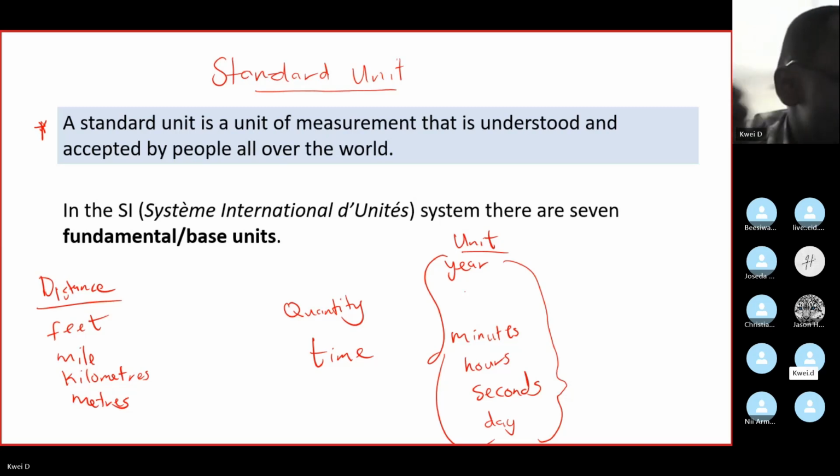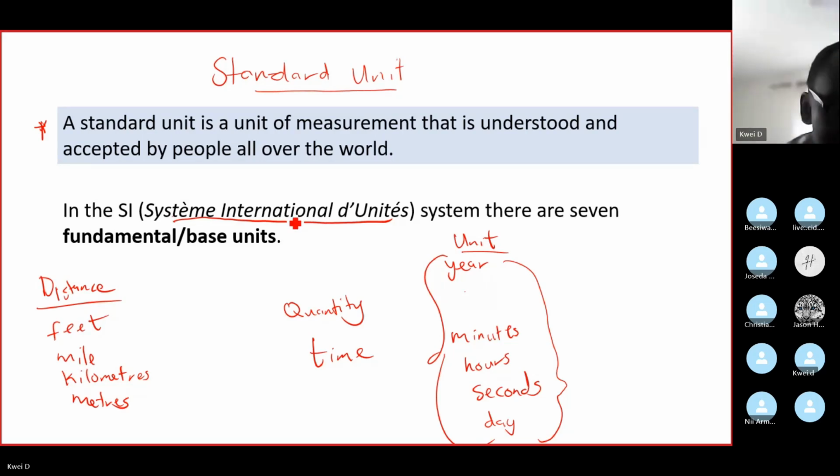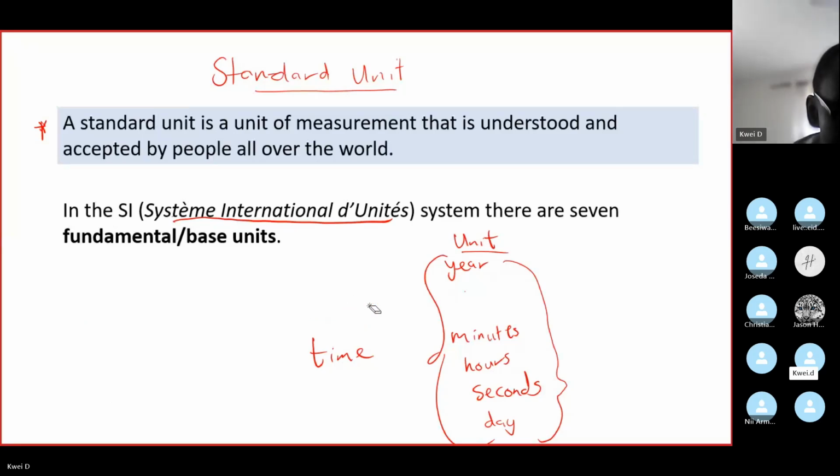Now, in what we call the SI system, SI is an abbreviation for Système International d'Unités. It's French, and basically what it means is standard units. So anytime you see SI units or SI system, you are dealing with standard units. And in the SI system there are 7 fundamental or base units.